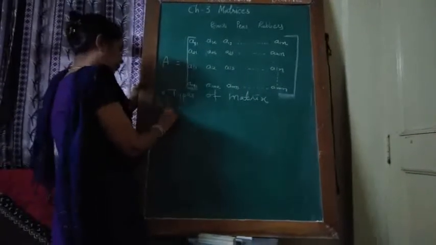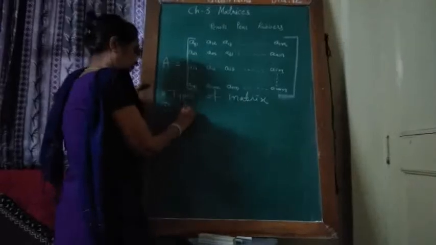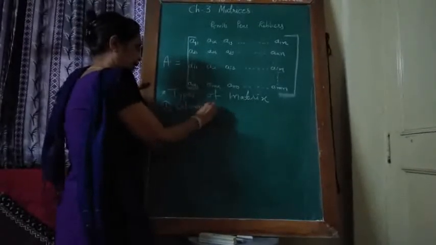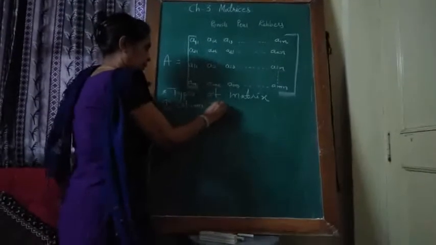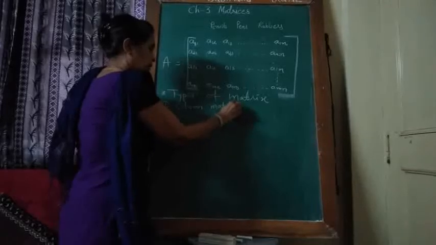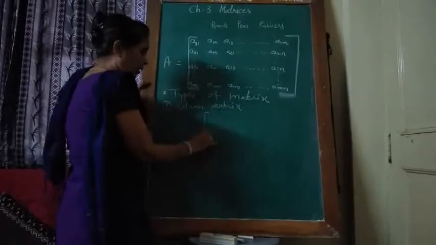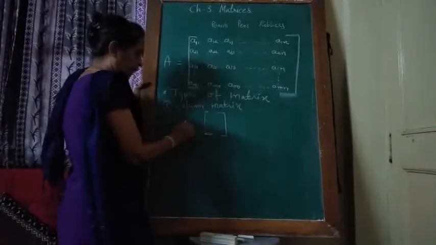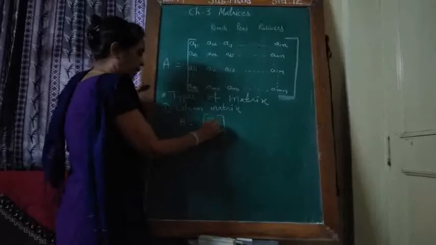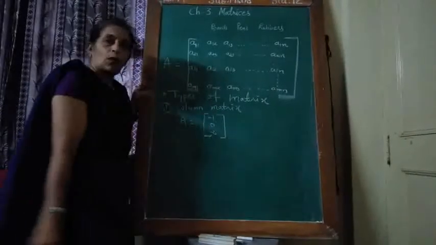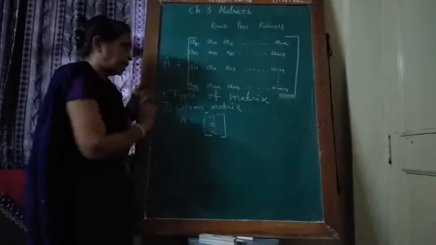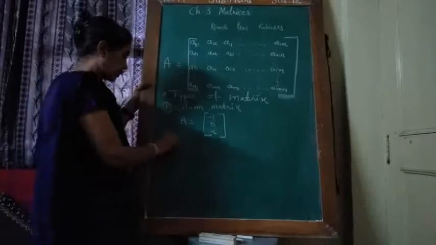Number one, column matrix. The name of the matrix is a column matrix: a matrix which has only one column. Suppose I write A is equal to minus 1, 0, 2. Only one column, then that matrix is known as a column matrix.